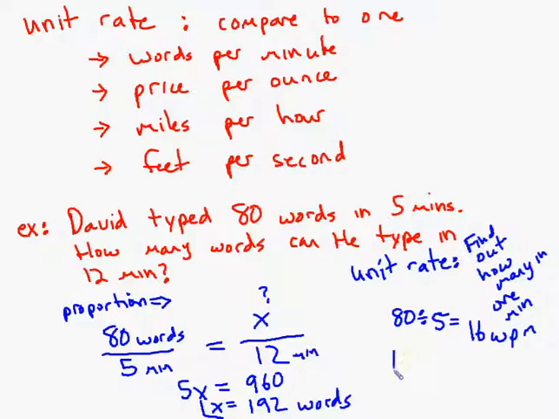Okay? And then I say, all right, well, if he can do 16 words per minute, then I'll multiply times the 12 and get how many words he does. So what's 16 times 12? Should be 192 words. So I can do that two ways. Now sometimes you're asked for the unit rate. In that case, you're going to want to do the unit rate. So any questions? We took the 80 words and divided by 5 to figure out how many words per minute he can do. And then we multiply by 12 to go ahead and find out how many words he actually did.